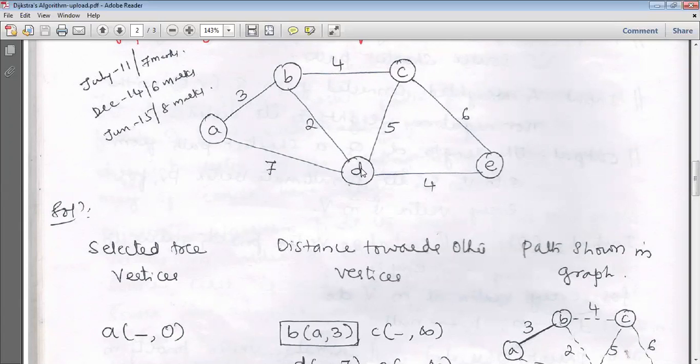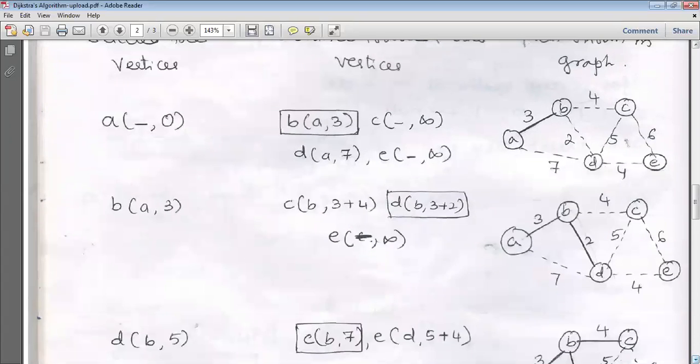Among these, the minimum has to be considered. That is, we have a relaxation here. According to the relaxation procedure, consider these two. Whichever is the minimum, that has to be considered. So A to B is 3, 3 plus 2 is 5 to reach D. If I go directly from A to D, the distance is 7. So which is best? Because we are going to consider the minimum distance, it is going to be A to B and B to D.